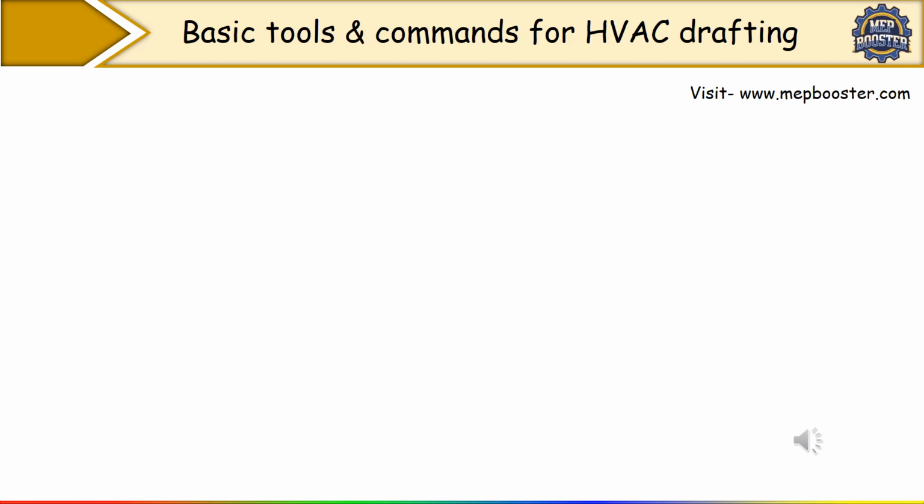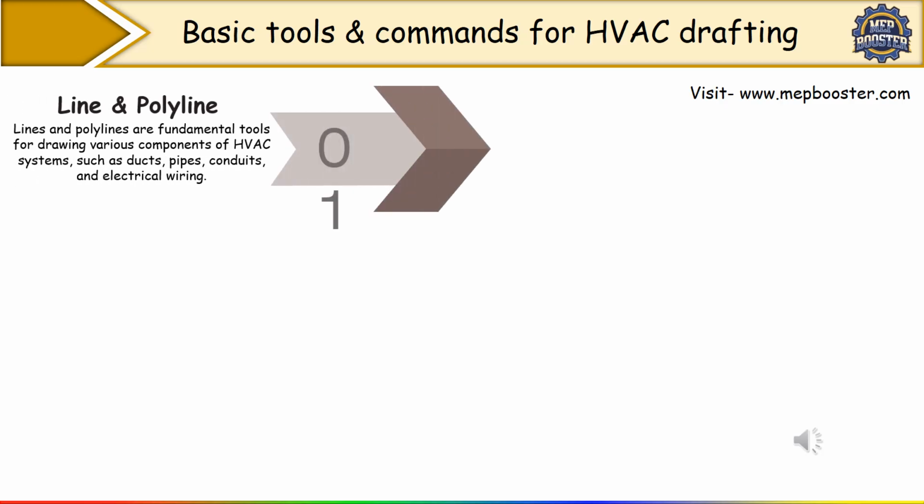Okay, so let's see. The first command is lines and polylines. Lines and polylines are fundamental tools for drawing various components of an HVAC system such as ducts, pipes, conduits and electrical wiring. We use the line command to draw straight lines between specified points, and the polyline command creates a polyline object, allowing you to draw continuous lines with multiple segments.